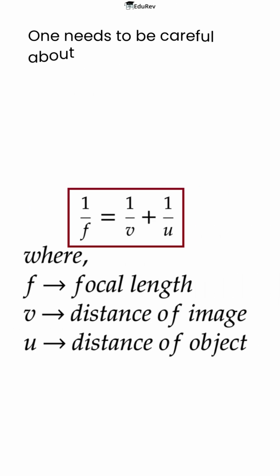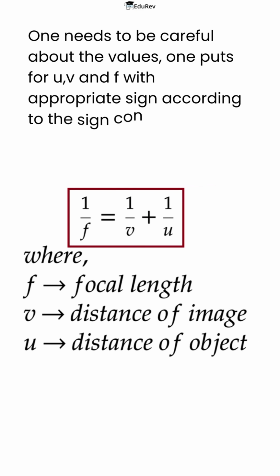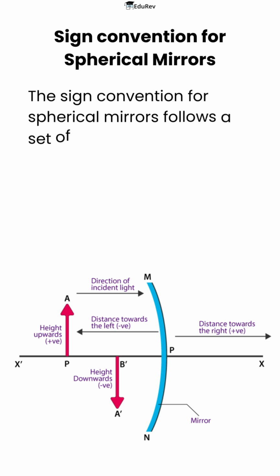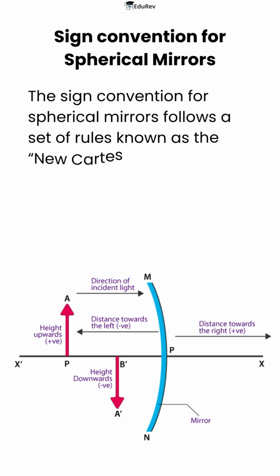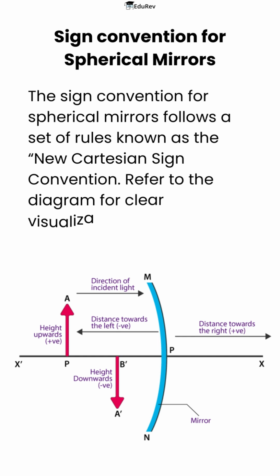Although one needs to be careful about the values one puts for u, v and f, with appropriate sign according to the sign convention. Sign convention for spherical mirrors. The sign convention for spherical mirrors follows a set of rules known as the New Cartesian sign convention. The New Cartesian sign convention is used to avoid confusion in understanding the ray directions. Refer to the diagram to get a clear idea.